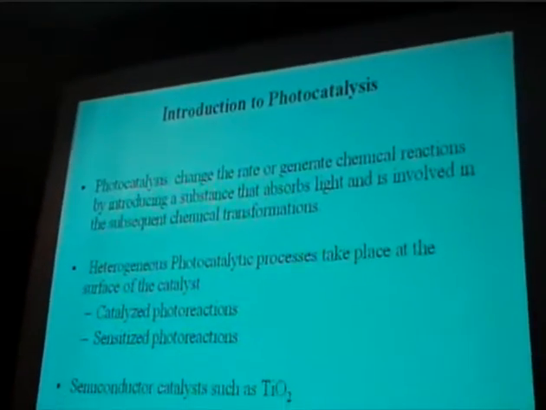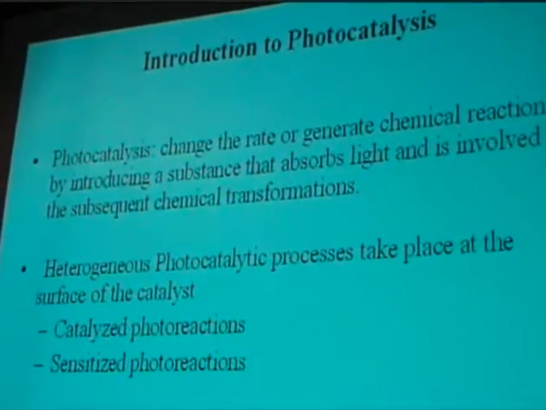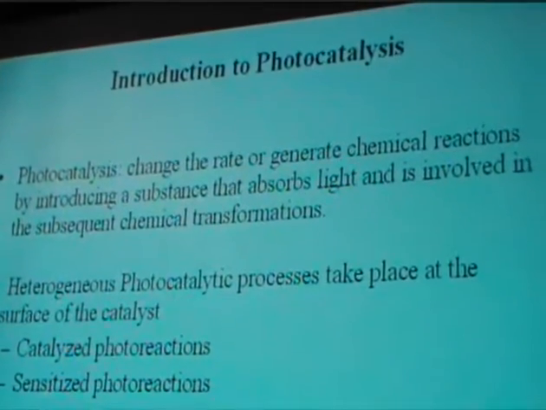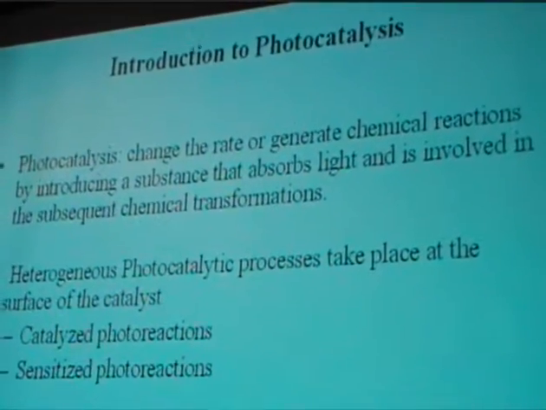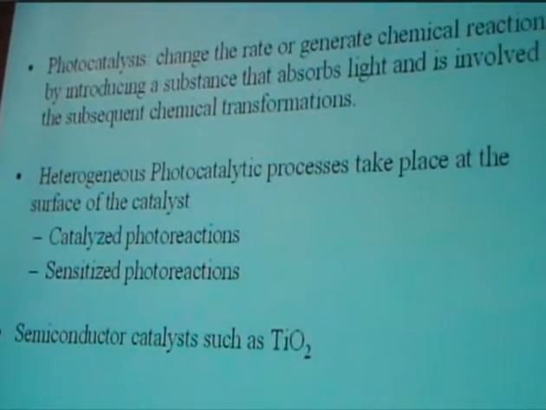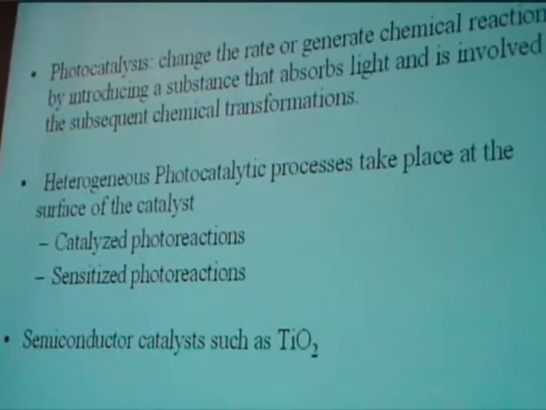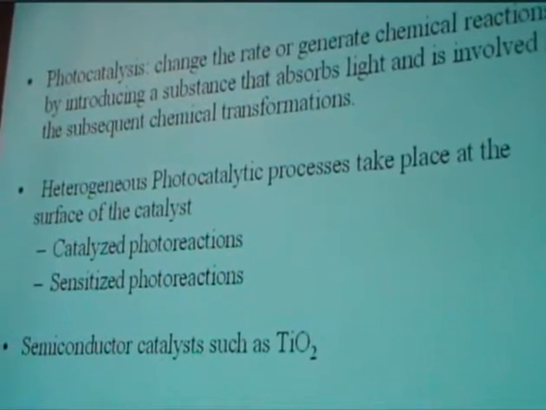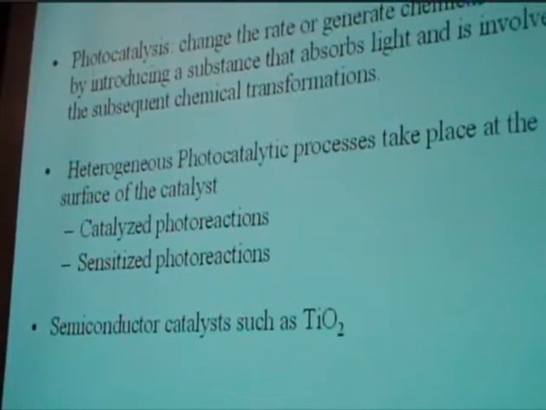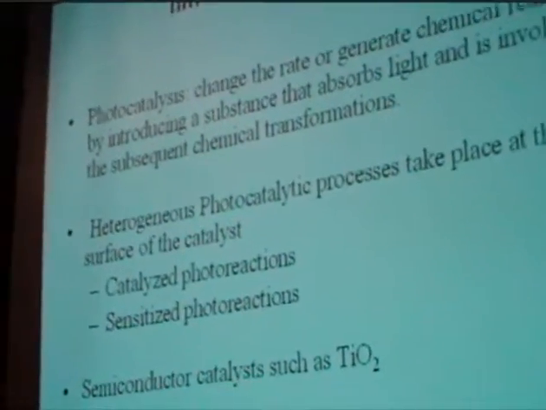The objective of photocatalysis is to generate chemical reactions by introducing a substance that absorbs light and is involved in the subsequent chemical transformations. Now, within the heterogeneous photocatalytic processes, you can classify them as two major kinds of processes. The first one is the catalyzed photoreactions, and the second is sensitized photoreactions.